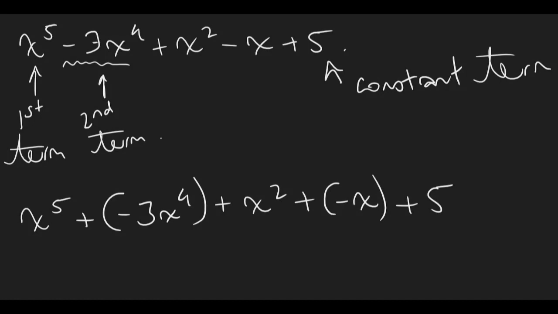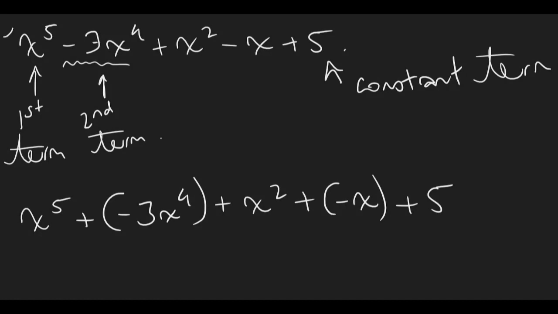But 5 is a constant, and for most of the constants in Leaving Cert, they'll just be numbers, so it's easy to see. So our first term is x to the 5, our second term is negative 3x to the 4, our third term is x squared, and our fourth term is negative x, and then our fifth term is our constant term.